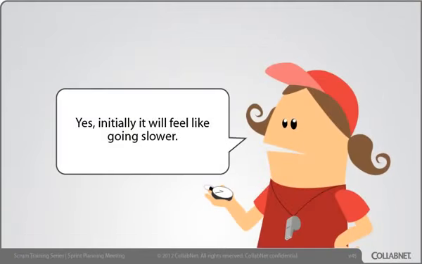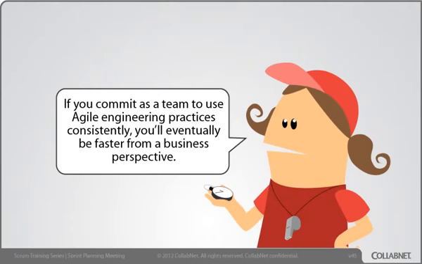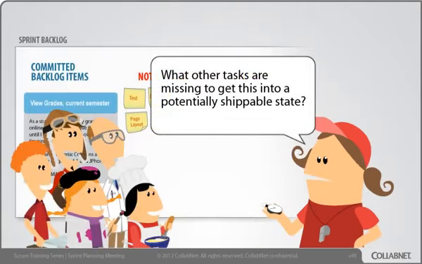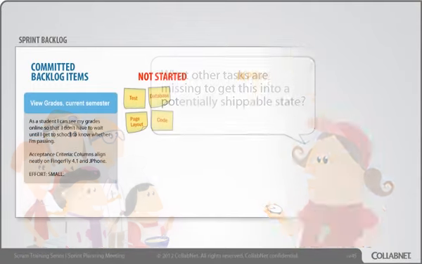Yes, initially it will feel like going slower. If you commit as a team to use agile engineering practices consistently, you'll eventually be faster from a business perspective. Using craftsmanship to build innovative products is not about how fast you type code. What other tasks are missing to get this into a potentially shippable state?